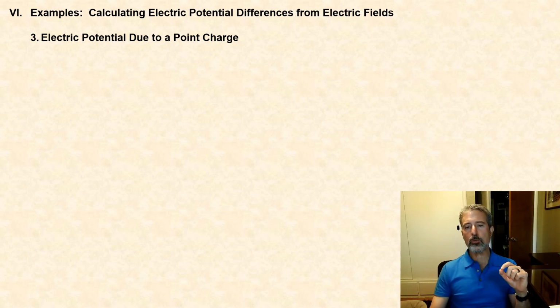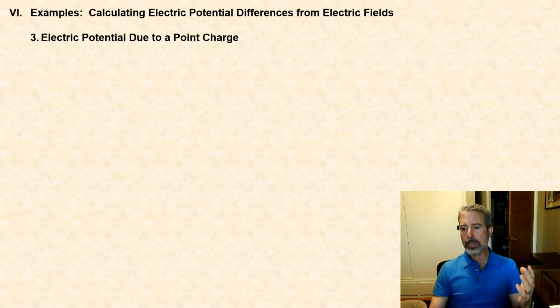Thus far today, we've seen that given the form of the electric field surrounding a source charge distribution, we can use the definition of electric potential difference to calculate the electric potential difference between 2 points in space surrounding that charge distribution, so long as the form of that electric field is known. So that's the first way to calculate an electric potential difference.